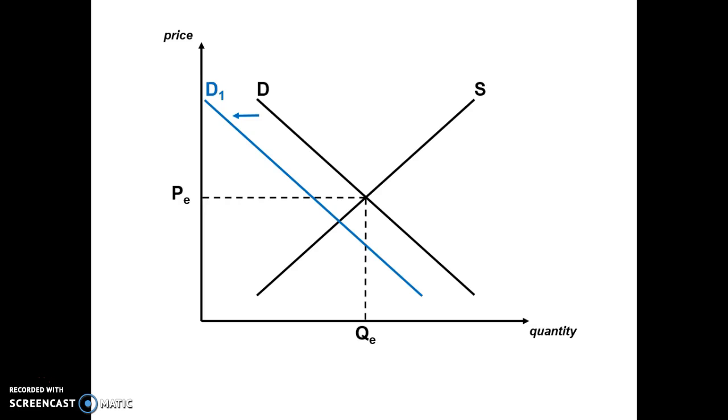One final solution is to just wait it out. Maybe this downtick in demand is just due to some short-term bad publicity, or maybe it's because of some natural disaster that made people unable to buy your product. Something that eventually will naturally remedy might be out of your control. If you wait it out, demand should naturally return back to the original D at some point, and the market will go back to equilibrium.